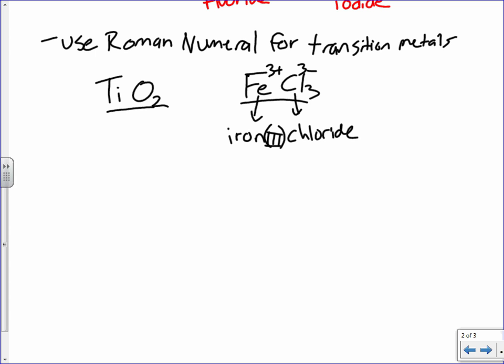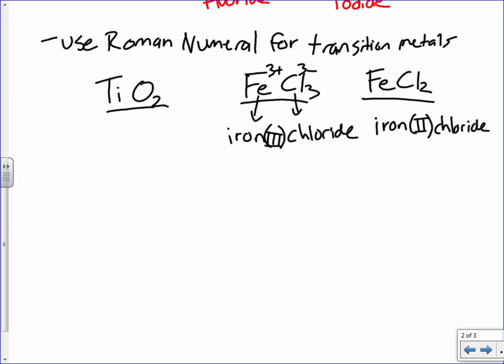Now the reason it's important to use those Roman numerals is because here's another compound. Okay? This is iron(II) chloride. If you just said iron chloride, how would you distinguish the difference between those two? You can't. That's why you have to use the Roman numerals to indicate charge to tell the different compounds apart. Different compounds, different chemical properties, you got to tell them apart.